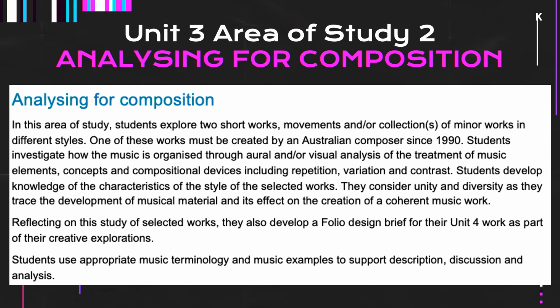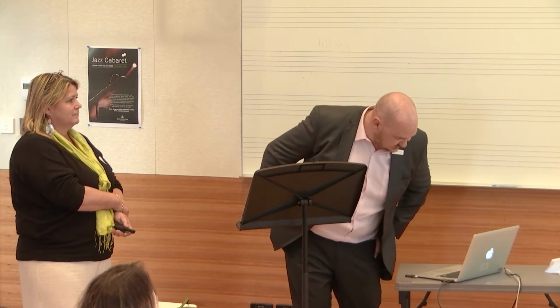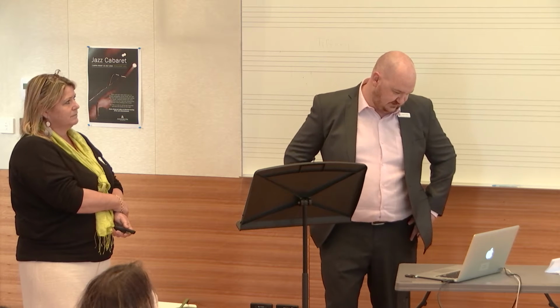Unit 3, area of study 2, is analysing for composition. Students explore 2 short works or movements or collections of minor works in different styles, and one of those works must be created by an Australian composer since 1990. They look at how music is organised through aural and/or visual analysis of the treatment of music elements, concepts, and compositional devices: repetition, variation, contrast. There it is again. They learn a lot about those pieces of music.